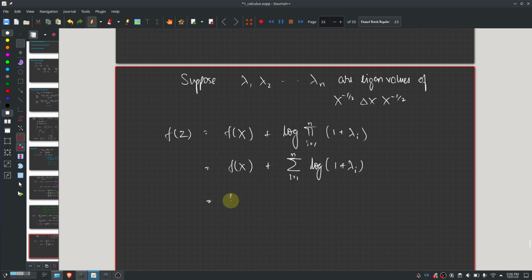Correct? So I can write this as f of x plus the summation i equal to 1 to n of the Taylor series expansion of log of 1 plus x. So this is just lambda i plus some function which is much smaller than lambda i. It's at least lambda i squared. So it's lambda i squared by 2 plus lambda i cubed by 3 and so on. I'll write this as some function that tends to 0 faster than lambda i. Basically if I take this divided by lambda i, then this quantity would just tend to 0.